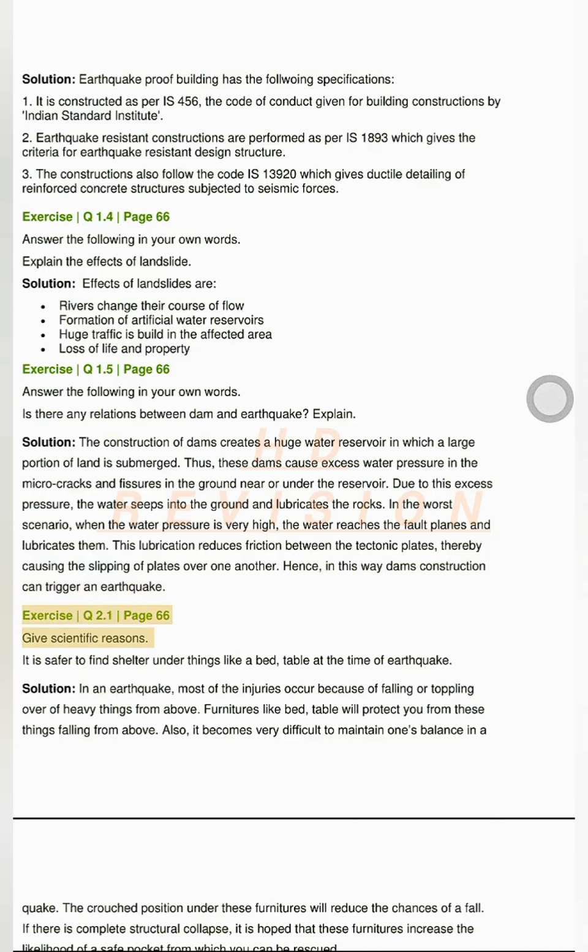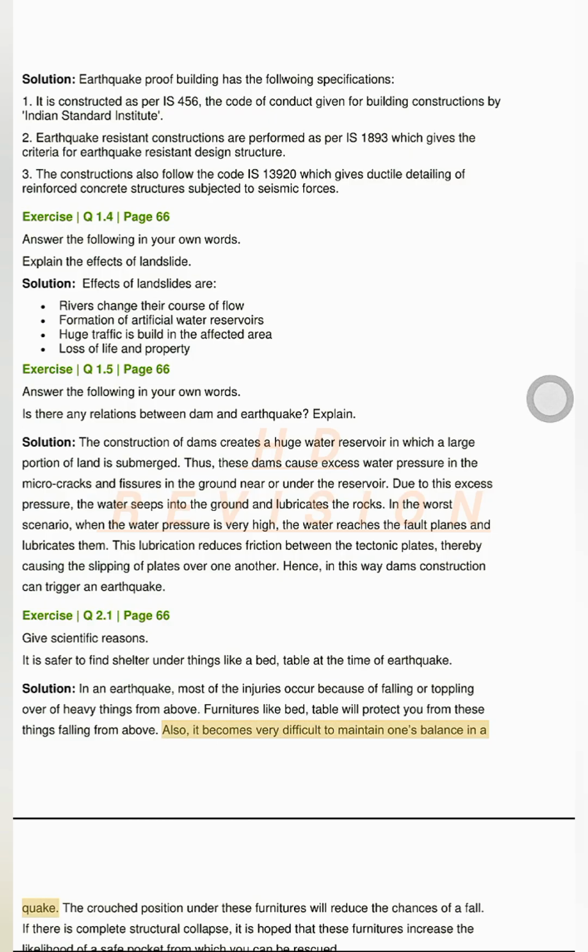Exercise Q2.1, page 66. Give scientific reasons. It is safer to find shelter under things like a bed, table at the time of earthquake. Solution. In an earthquake, most of the injuries occur because of falling or toppling over of heavy things from above. Furniture like bed, table will protect you from these things falling from above.